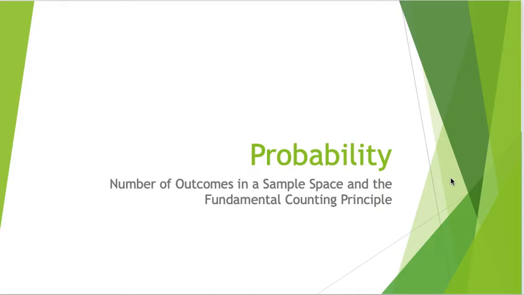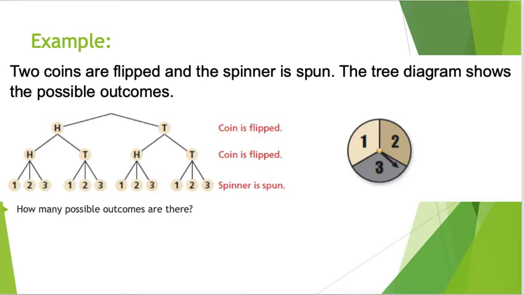Probability, and we're going to talk about the number of outcomes in a sample space and introduce you to the fundamental counting principle. So our first example that we're going to take a look at: if we were to flip two coins and spin a spinner that has a possibility of landing on a 1, a 2, or a 3, we want to determine how many different possible outcomes there are.